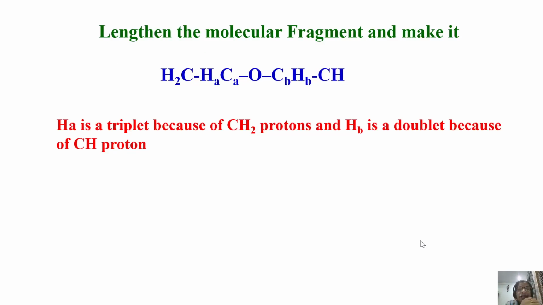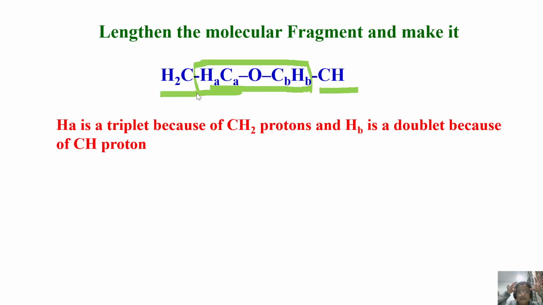Now, let us lengthen the molecular fragment. Let us see what happens. See, up to this was known. We understood HSQC and HMBC spectrum for the molecule up to this fragment. Now, what we have done is we have extended the molecule, lengthened it by adding a CH group here and adding a CH2 group here.